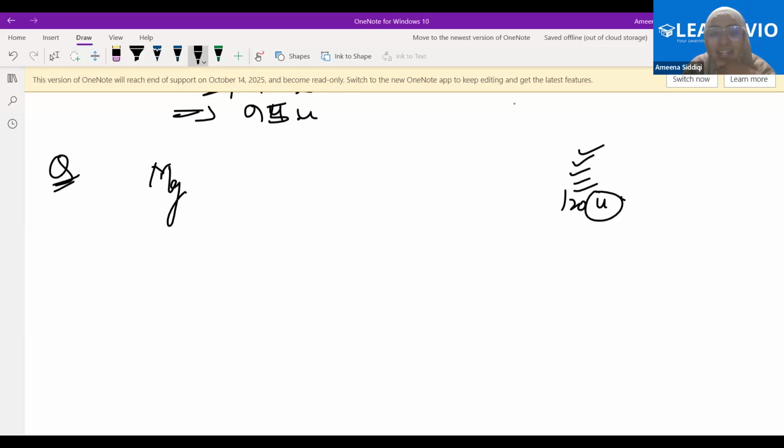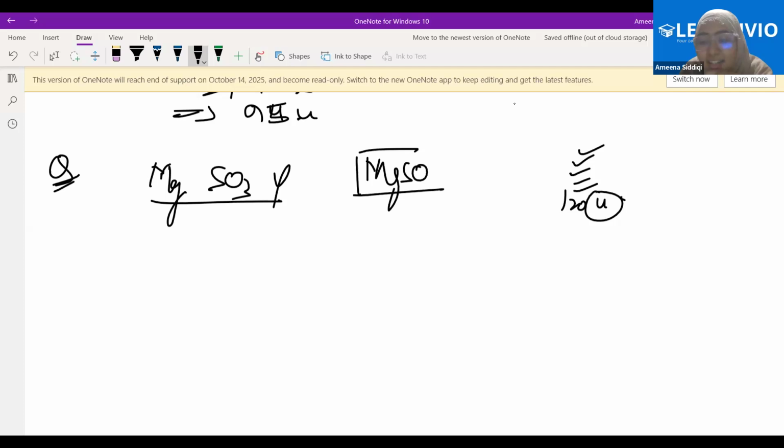MgSO3. Mg, SO3. Like this. And what's the correct formula here? What is the correct formula, bachcho? MgSO4. SO4. Acha, 4. Mithun, is this correct? Nikhil, is this correct?